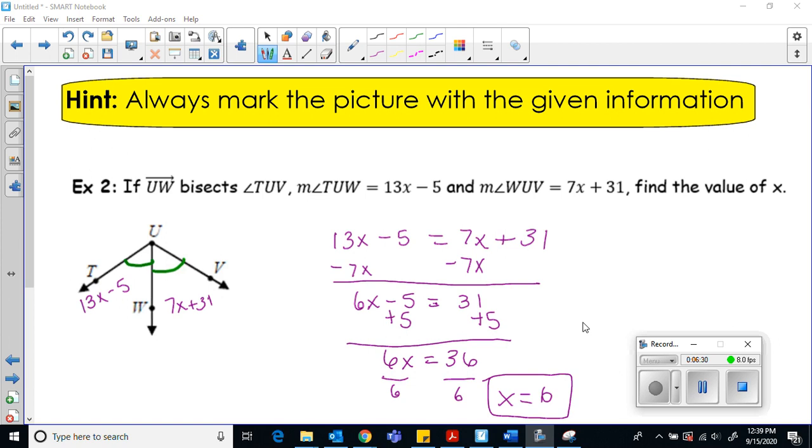And also just make sure you answer the question. So we know our question is to find the value of x. We found that, so now we know that we are done.